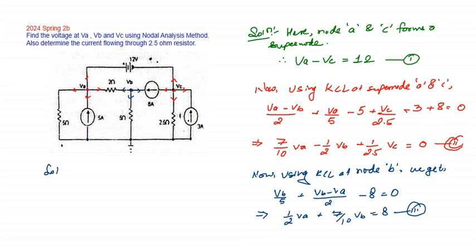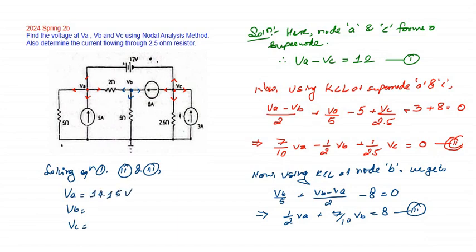Solving equations 1, 2 and 3. There are 3 variables and 3 equations, so this will give the values of VA, VB and VC. In solving we get VA equals 14.15 volt. Similarly VB equals 21.54 volt, and finally VC equals 2.15 volt.